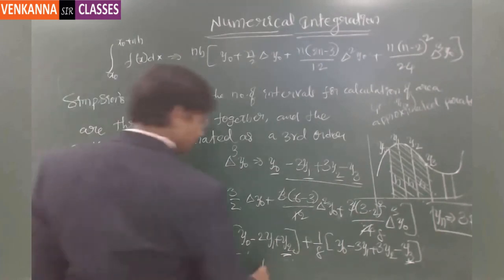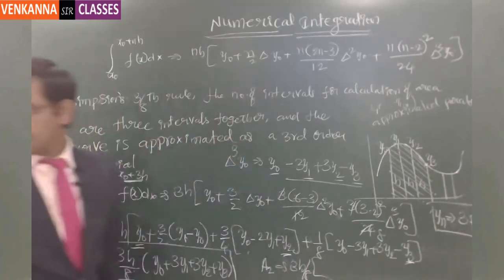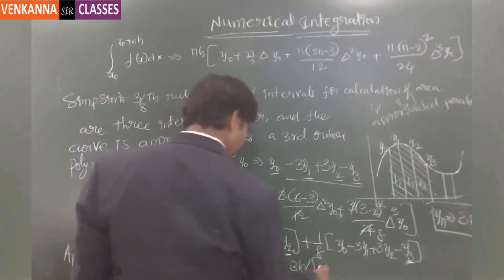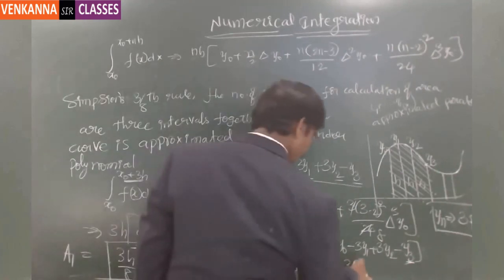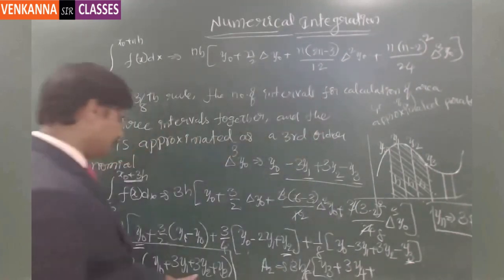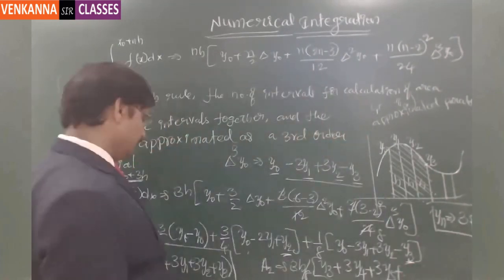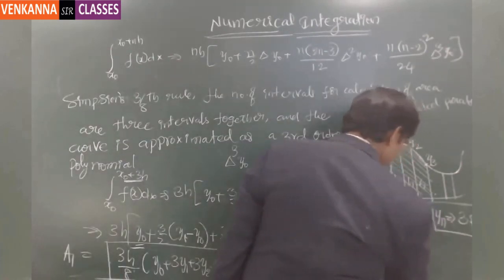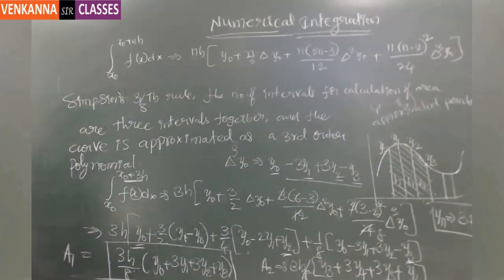Similarly, A2 is going to be 3h by 8 times of, now instead of y0, it is going to be y3, and instead of 3y1, it is going to be 3 times y4, plus instead of 3y2, it is going to be 3 times y5, plus instead of y3, it is going to be y6. So like this, these formulas keep on coming. Now if you add all these together, you are going to get a single formula. First you note down this, I am going to write that formula.